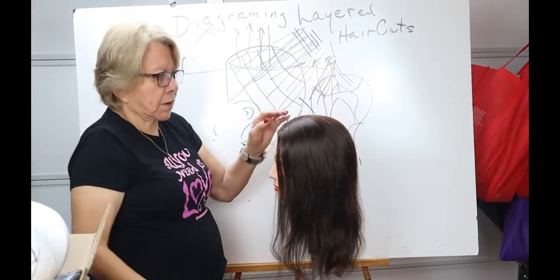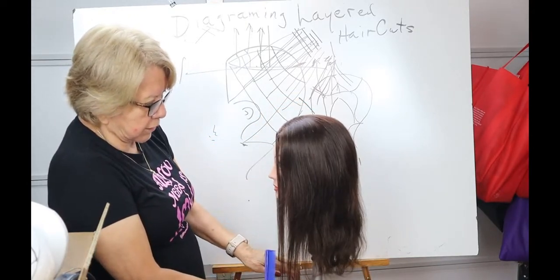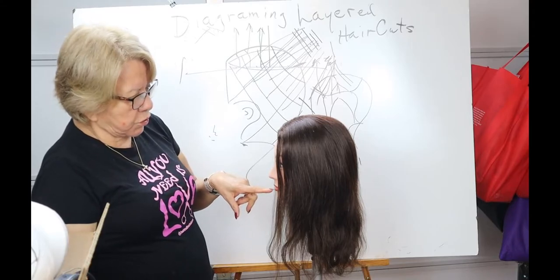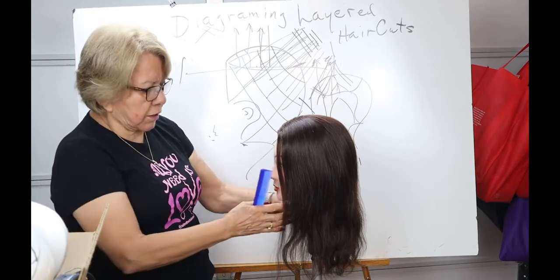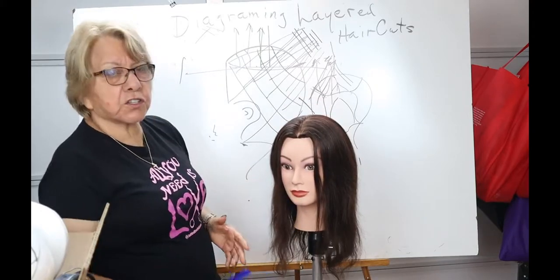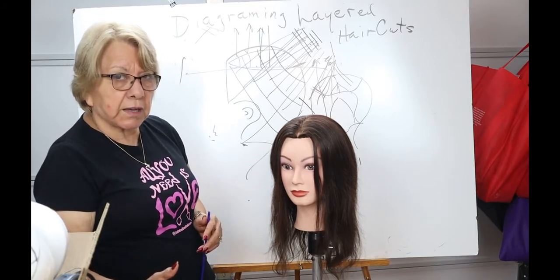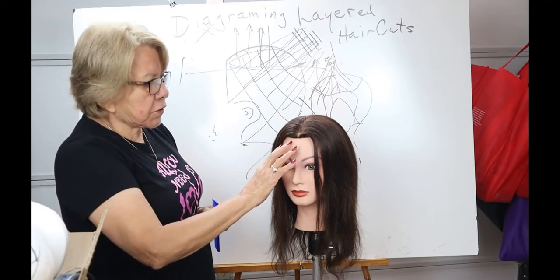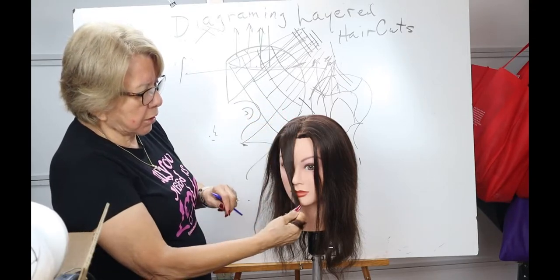Okay, so I have this mannequin. You can see it's pretty much all one length. So we're going to take it to the lips. You talk to your client and you say, where do you want your layers to start? Again, the face is a point of measure. Don't tell them that, all right? So I'm going to part her off, and we're going to take it to the lips.